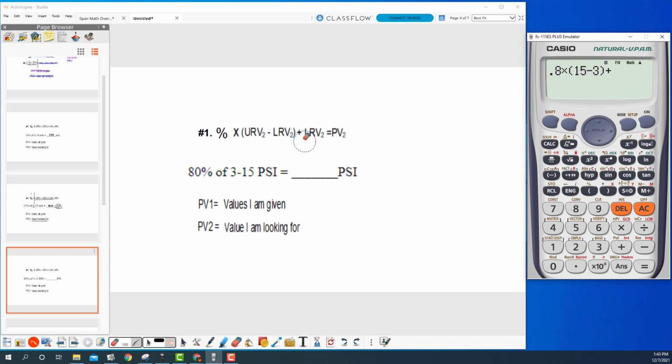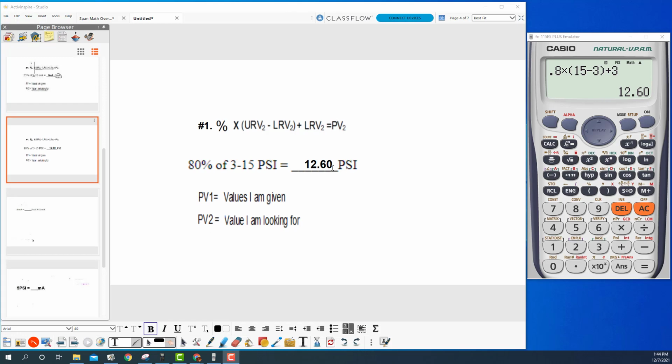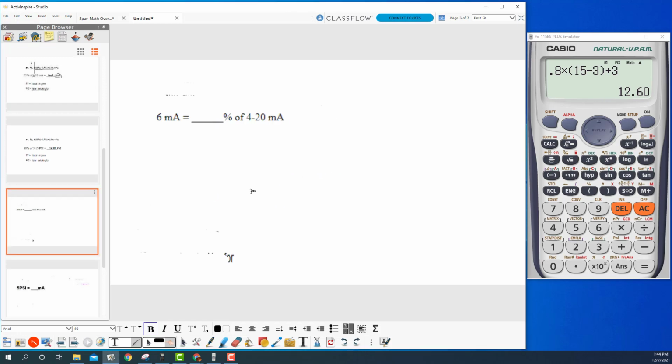close parentheses, plus my lower range value of 3, and this tells me that 80% of 3 to 15 psi is 12.60 psi. Because now the value I'm looking for is psi, the number 2 numbers in this case are 3 to 15. That's why we changed our range over here. So it's 12.60 psi. All right, let's look at another example.